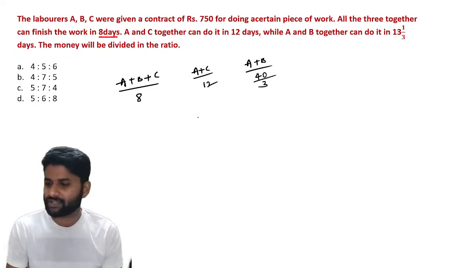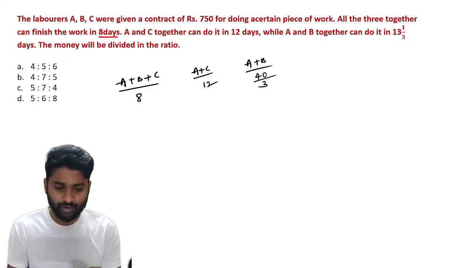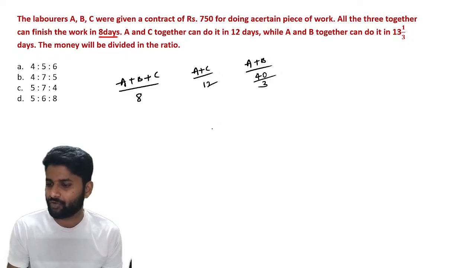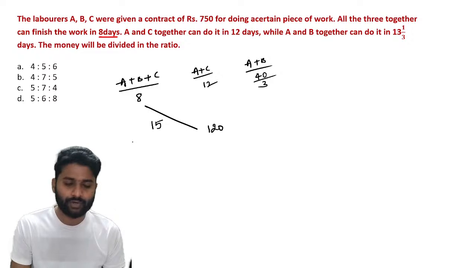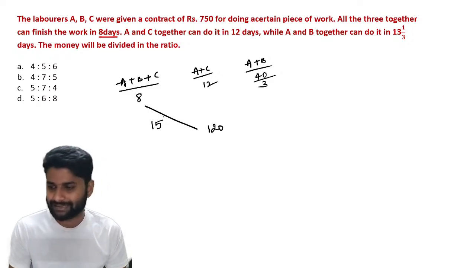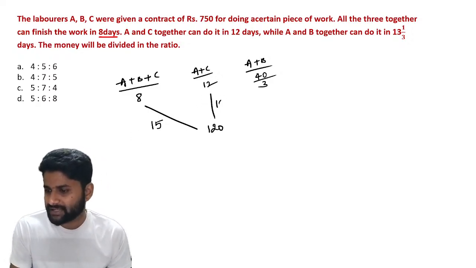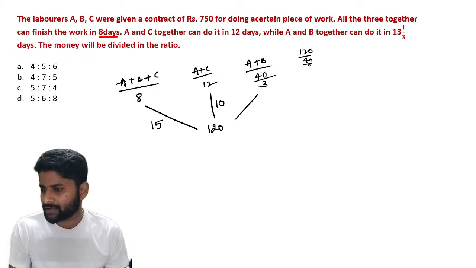First, identify the total work. Total work is the LCM of the numerator values 8, 12, 40, exactly 120. A, B, C together are efficient at 15 units per day. Then only the whole work is completed in 8 days. AC efficiency is 10 units. AB efficiency is 120 divided by 40 by 3. Once you understand that, no need to write that step.